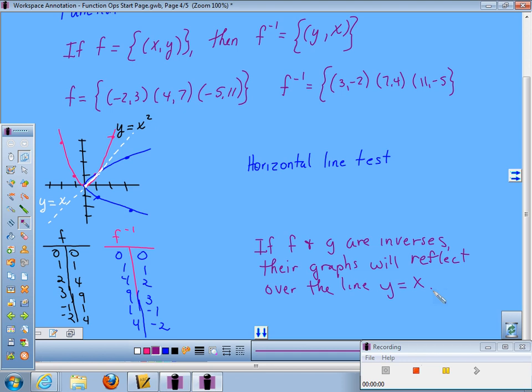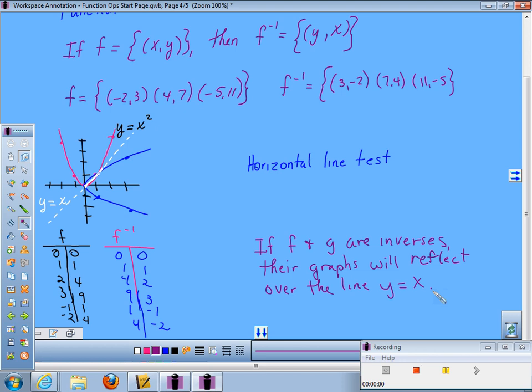If you're taking the ACT test and they give you a graph of two functions and they say, are these inverses? If they reflect over that diagonal line, they are inverses. Okay. You'll also notice I have the words horizontal line test written. What's all that about? Well, did my blue new inverse function end up being a function?